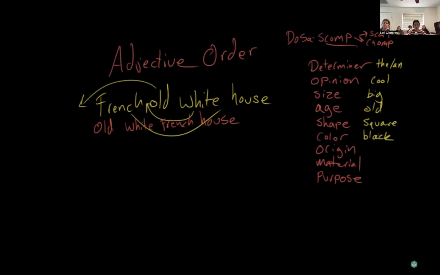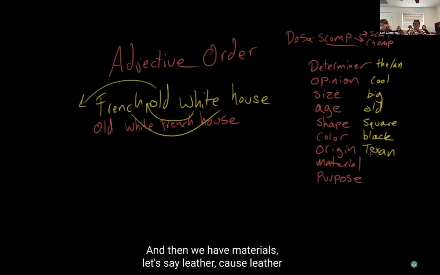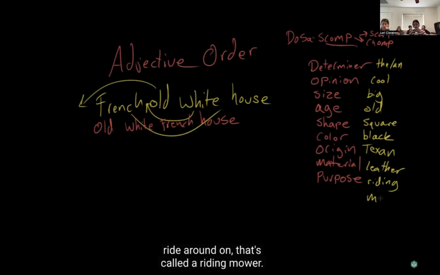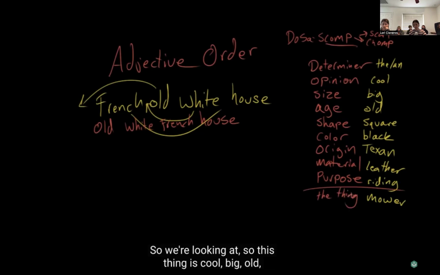black. An origin usually can be where it's from. So let's say Texan, and then, okay, so we have material, so let's say leather, because leather can be black, and then purpose. This is sort of where we would use what's called a participle or a gerundive to determine what the thing is for. So if we were talking about, I don't know, a lawnmower that you ride around on, right? That's called a riding mower. Right, and the last thing here is the thing itself. So we're looking at, okay, so this thing is the cool, big, old, square, black Texan leather riding mower.